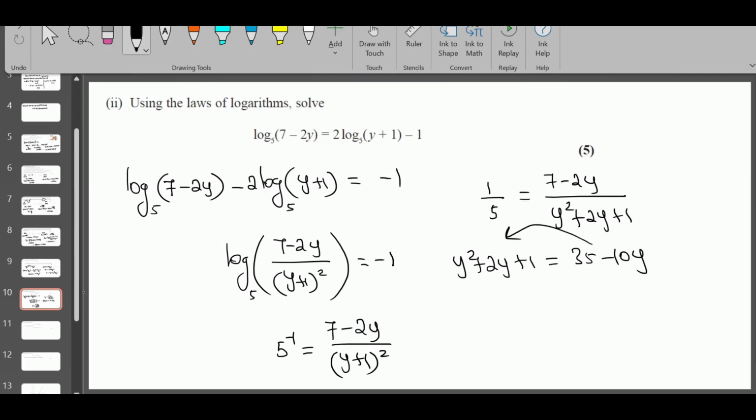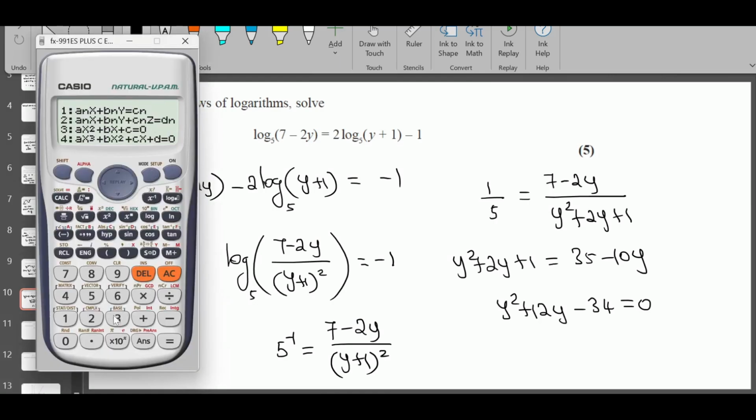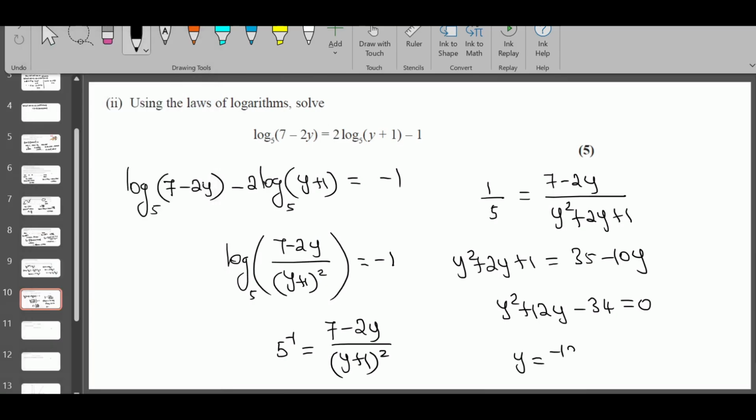Push all the terms this side, you'll get y square plus 12y minus 34 is 0, which is a quadratic equation. We need to solve the quadratic equation. Go to quadratic. 1, 12, minus 34. Okay, we are getting a surd form, so you need to show this step actually. Y is equal to minus b plus or minus square root of b square minus 4ac, the quadratic formula, over 2a.